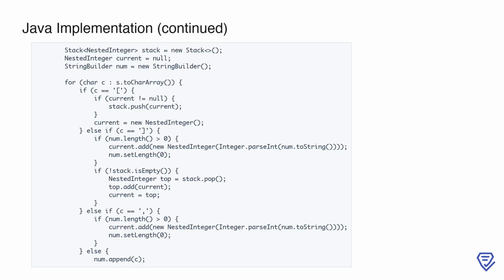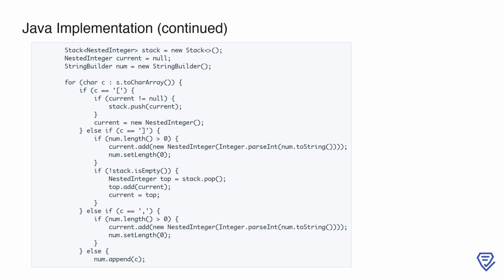A closing bracket indicates the end of a nested structure. If there are digits accumulated in number, they are parsed into a nested integer and added to the current object before resetting number. If the stack isn't empty, the top element is popped, and the current nested structure is added to it. The current variable is then updated to point back to the outer structure. Commas are used to separate values, so encountering one prompts us to finalize any number stored in number and add it to the current object.